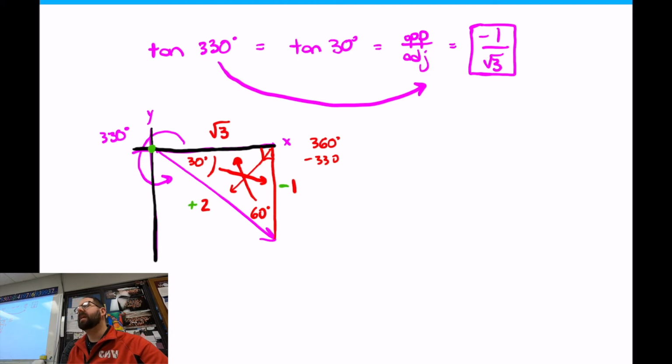Like, how does it know? And that's what we're going to be looking at in the next unit. It's like there's formulas that will explain, and it really comes down to: do you understand the trig functions and do you know what they're equal to?